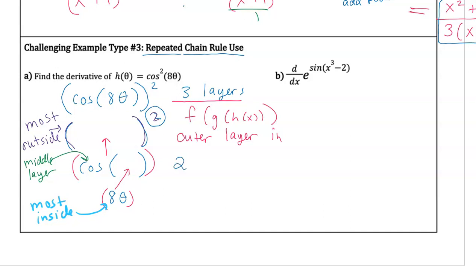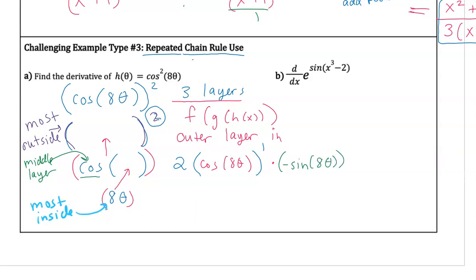So I start by multiplying the power in front and subtracting 1 from the power, keeping all of this inside stuff intact. So cosine of 8 theta is still cosine 8 theta. Then I work my way to the middle layer and I take the derivative of the cosine function, which is negative sine. Meanwhile, the 8 theta is still intact.